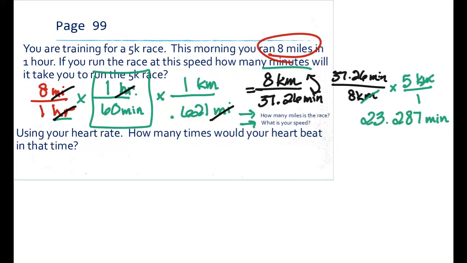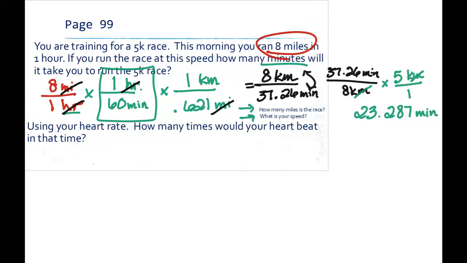So, let's see. Does that kind of make sense? 1 kilometer, 0.621 miles, 1 hour, 60 minutes. So in a 5K, we're going 23.287 minutes. We were going 8 miles an hour. So using your heart rate, we had that from before. Mine was 80 beats per minute. You calculated yours. This is 23.287 minutes.